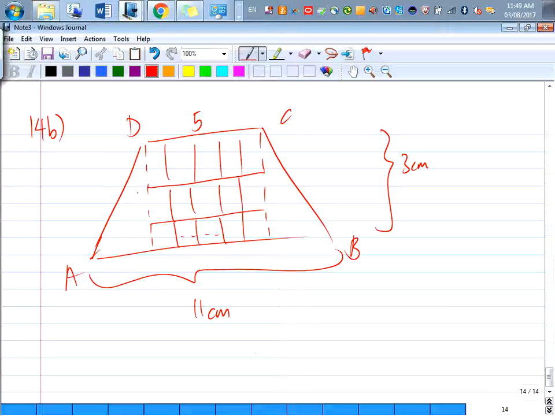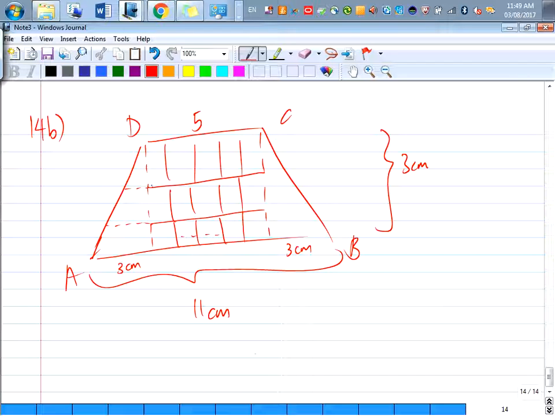Okay, then the question is this part, how many can I put? 4. How do you know? Because when you find the area of half, it is 4.5, you cannot put 0.5. Half times 3 times 3. Okay, wait. This one over here is 3 cm, right? Yes. Over here also 3 cm. Yeah. Then.